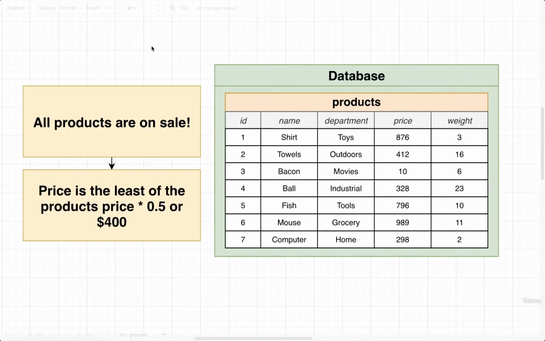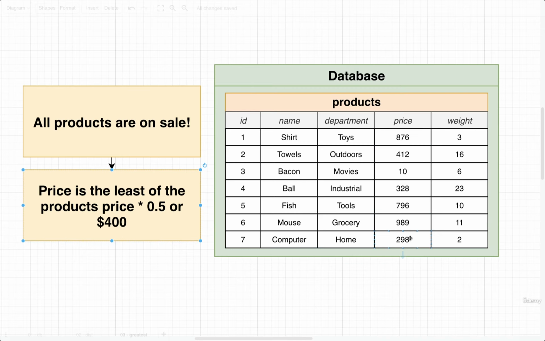Well, let's take a look at a very quick example. Let's say that all of our different products are on sale, and the rule to calculate the sale price of a product is the product's price times 0.5 or $400. So the least of those two values. In some cases, some of these different products might end up costing more money, but whatever, this is a really weird sale.